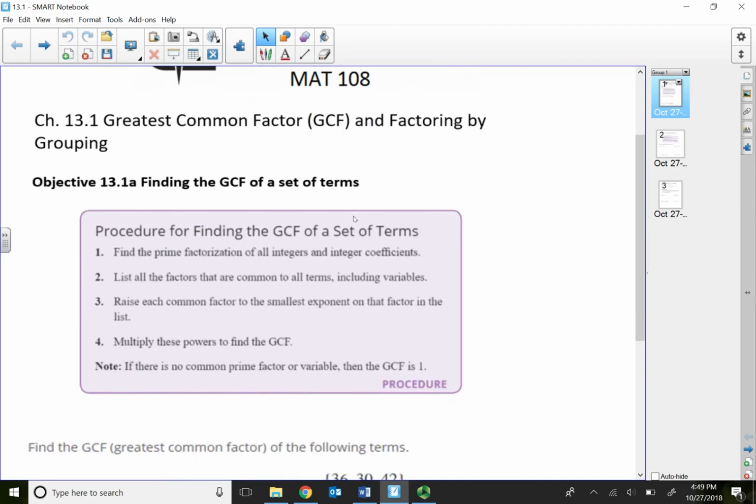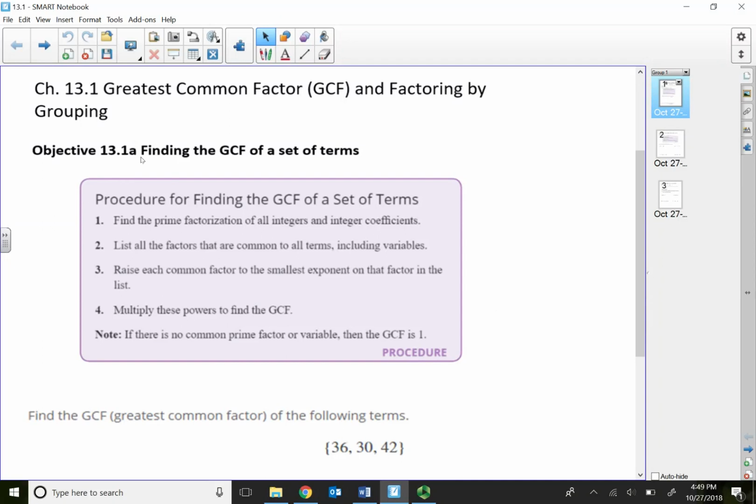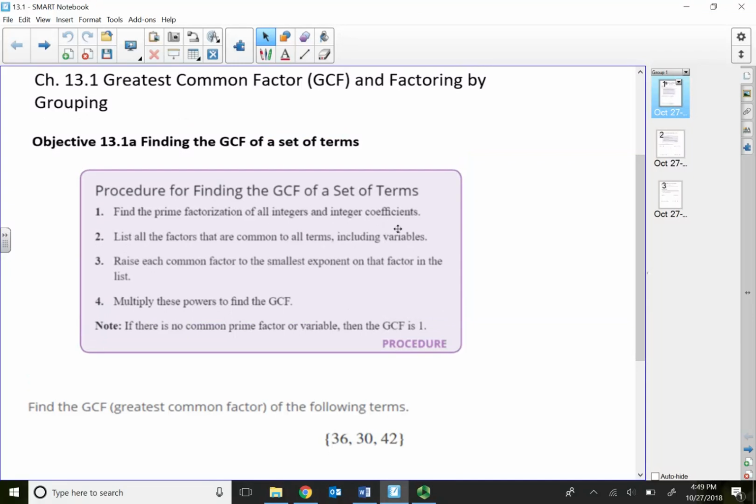In this particular video, I want to show you how to find the greatest common factor of a set of terms. Because after we learn how to find the greatest common factor, then we can begin to factor polynomials where we have to factor out the greatest common factor. So let's learn how to find the greatest common factor first.